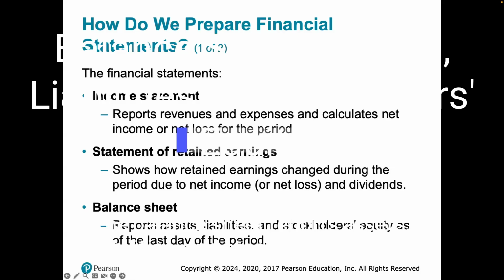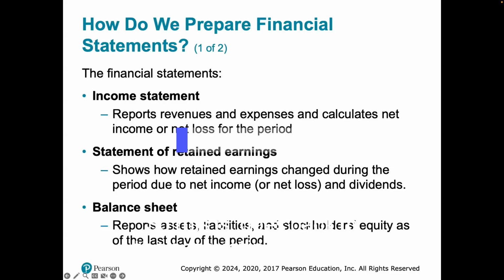The balance sheet reports assets, liabilities, and stockholders' equity as of the last day of the period. So this goes back to the accounting equation: assets equals liabilities plus stockholders' equity. So when we go back to the assets, what are assets? Things that we use to create more revenues within the company. And those things are either owned or owed. So if they're owned, they're stockholders' equity or part of the company, or they're liabilities, right?